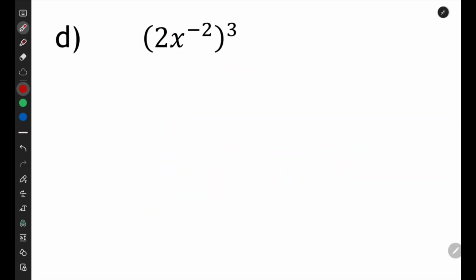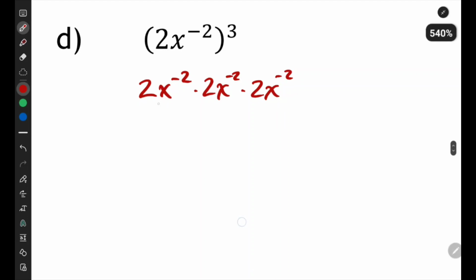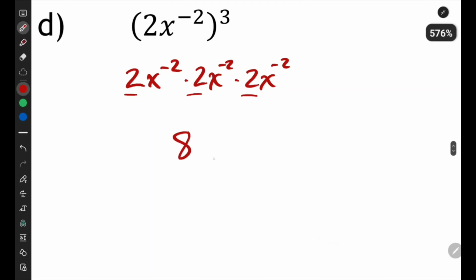And the final problem here, there is something that's getting cubed, right? What is getting cubed is the 2x to the negative 2nd. The numbers are small enough, so I'm going to go ahead and write out 3 copies of that. It's a 2x to the negative 2nd times another 2x to the negative 2nd times another 2x to the negative 2nd. This is the expanded form, but I can go ahead and do the multiplication. 2 times 2 is 4, times another 2 is 8. And then I have x raised to the 1, 2, 3, 4, 5, 6, x to the negative 6th power.